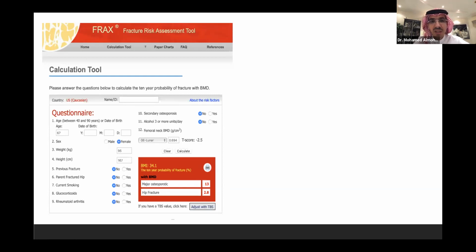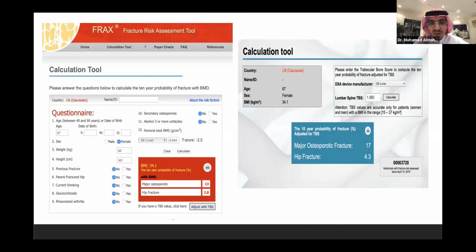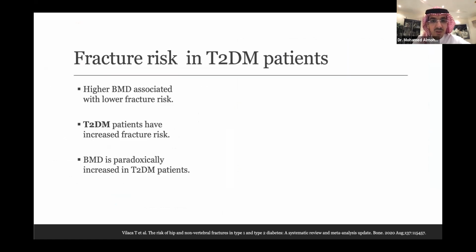So we did the adjustment with the TBS, and as you can appreciate here, her hip fracture risk increased significantly to 4.3, which exceeds our threshold for treatment. So basically, this patient is at high risk for fracture, and treatment is indicated. So that's the case scenario that I would like to highlight.